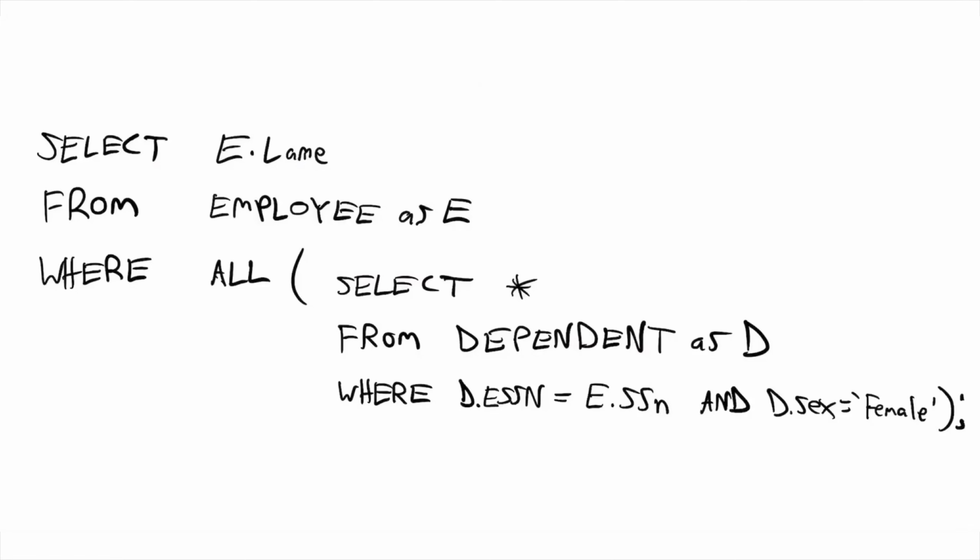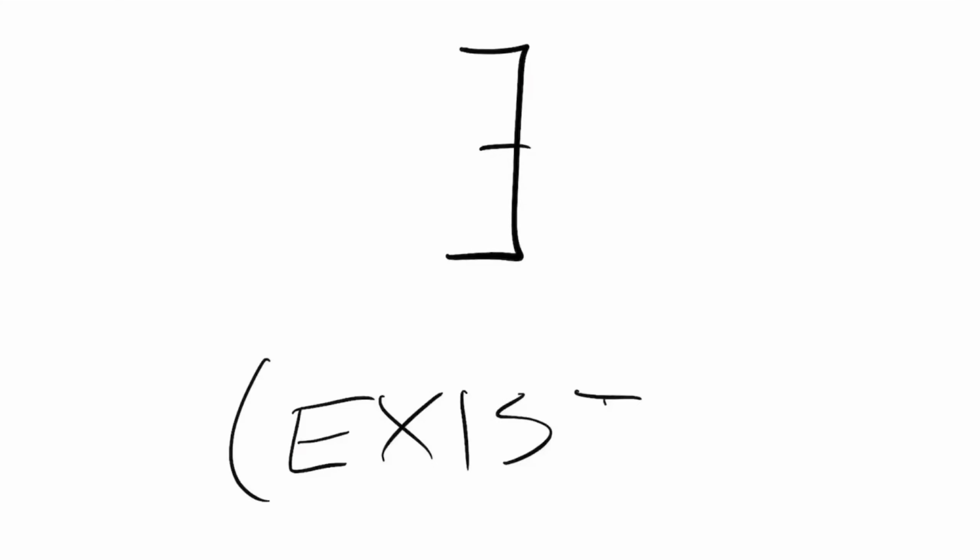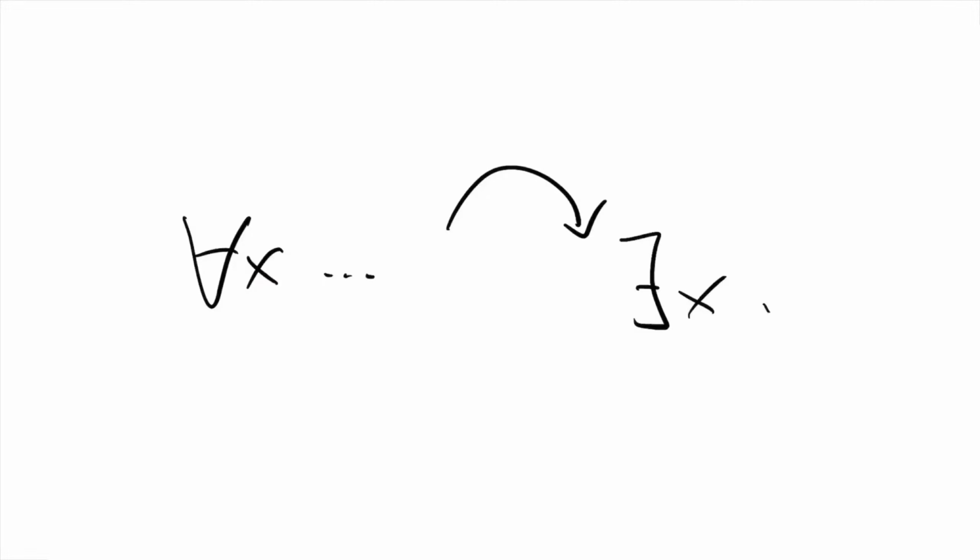You might think we write something like this, but SQL does not support universal quantifiers. So then what do we do? Well, SQL does support existential quantifiers, so we can retrieve the information we want from the database by reformulating our universal quantifier statement into an equivalent form that uses the existential quantifier instead.